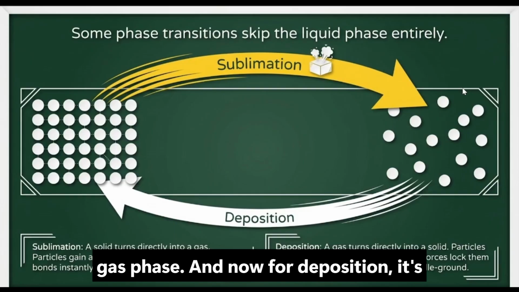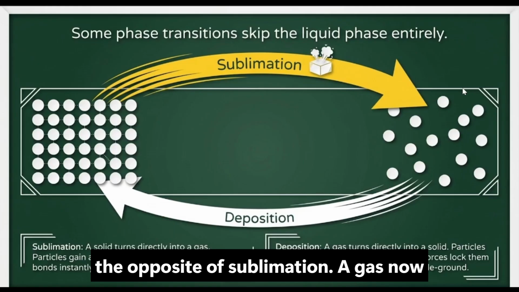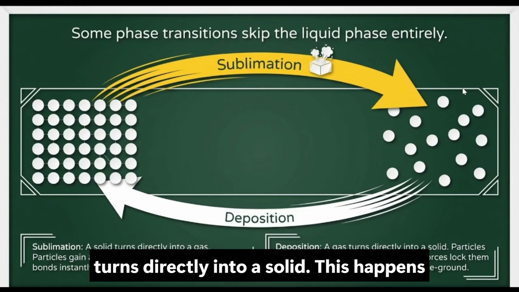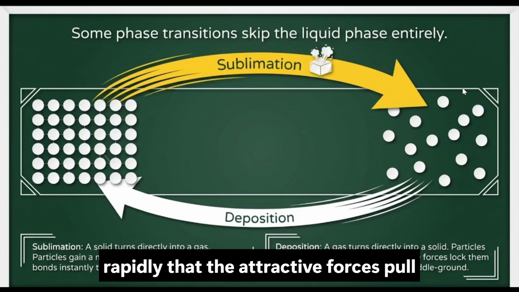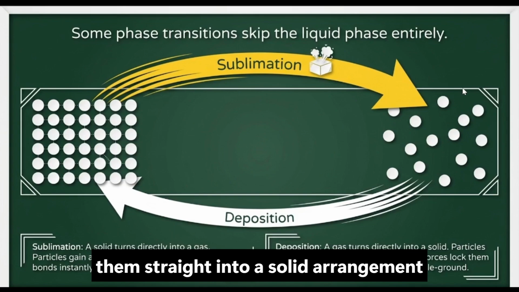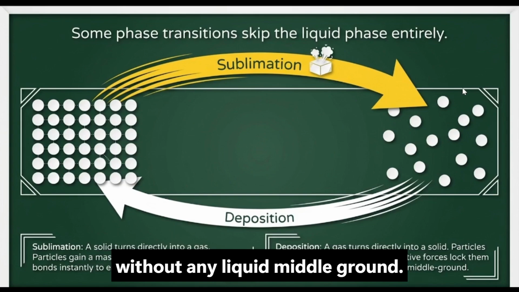And now for deposition, it's the opposite of sublimation. A gas now turns directly into a solid. This happens when the gas particles lose energy so rapidly that the attractive forces pull them straight into a solid arrangement without any liquid middle ground.